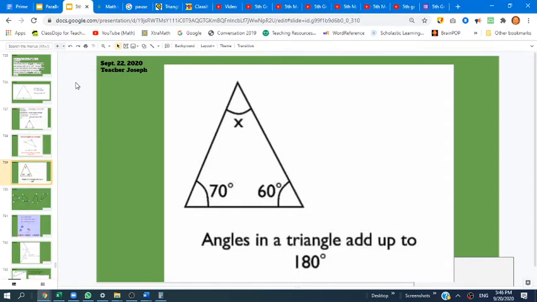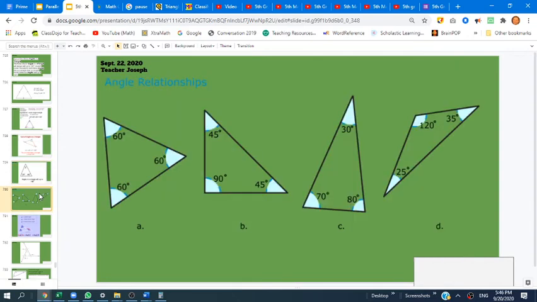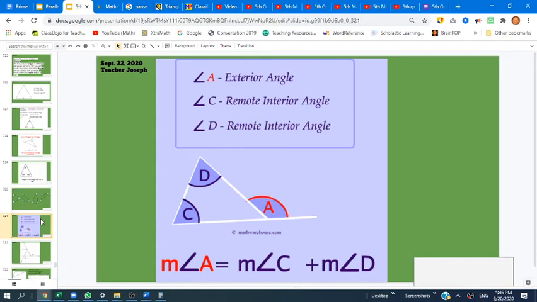Okay? Next problem. Each one of these triangles, boys and girls, is going to have a sum of 180. Doesn't matter if it's an equilateral triangle, a right triangle, an acute triangle, or an obtuse triangle. All of these angles, these three, are going to add up to 180 degrees. That's our magic number, like I said before.